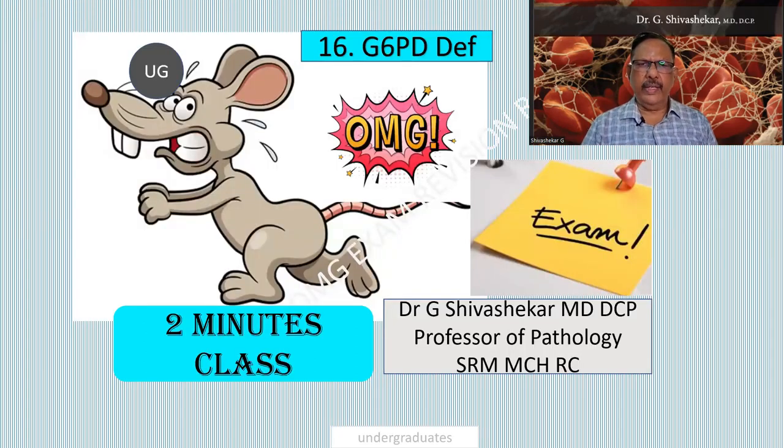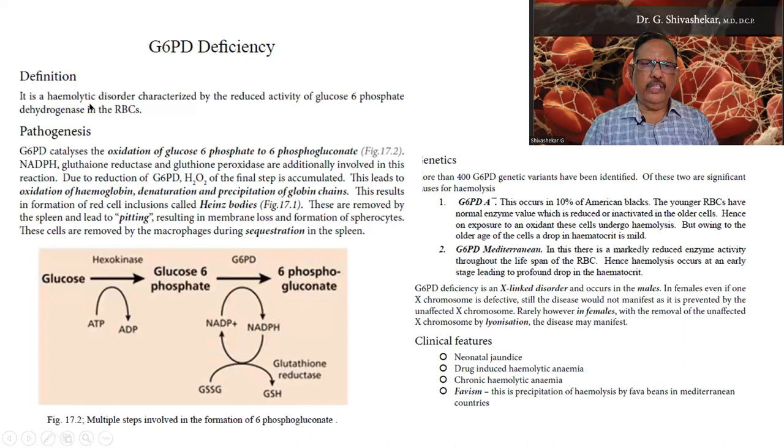Oh my God, exam. G6PD deficiency. Again coming as a university question, and a good number of MCQs are probable. This is basically a defect in the reduced activity of glucose 6-phosphate.